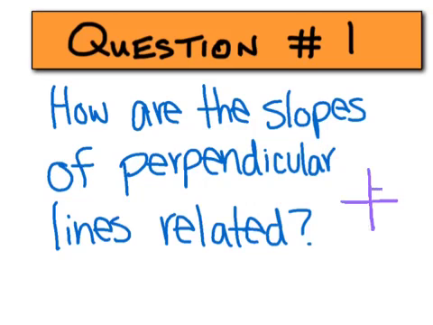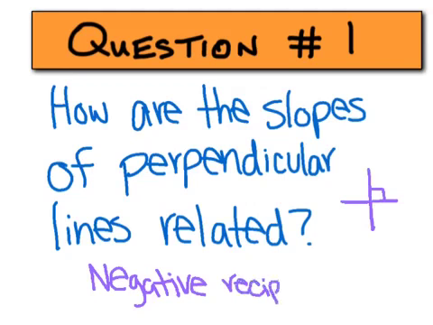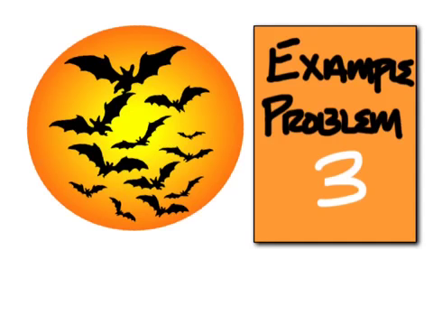They cross, and when they cross, they make 90-degree angles. So they look like this. They cross like that, like a cross or an X. Okay. The slopes of perpendicular lines are related by being negative reciprocals. What's a negative reciprocal? Does anybody know what a reciprocal is? I don't know if I spelled that right.